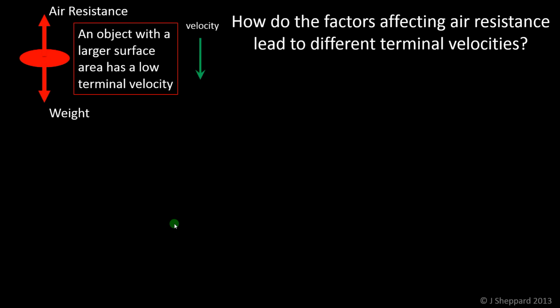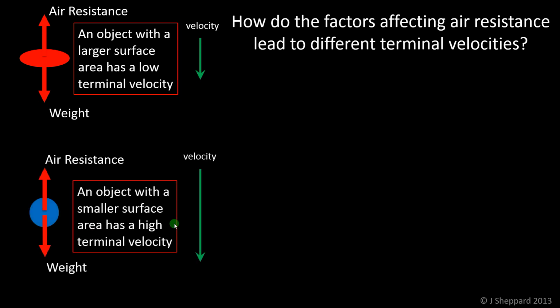So here's the force diagram for our large surface area object. Okay, weight balances air resistance. This is when it's at terminal velocity. Here's the same force diagram for our small surface area object. Now, because they're the same weight, the weight arrow is the same size for both. Right, the arrow representing the weight force is the same size for both. So when they reach terminal velocity, the air resistance force must be the same size for both.